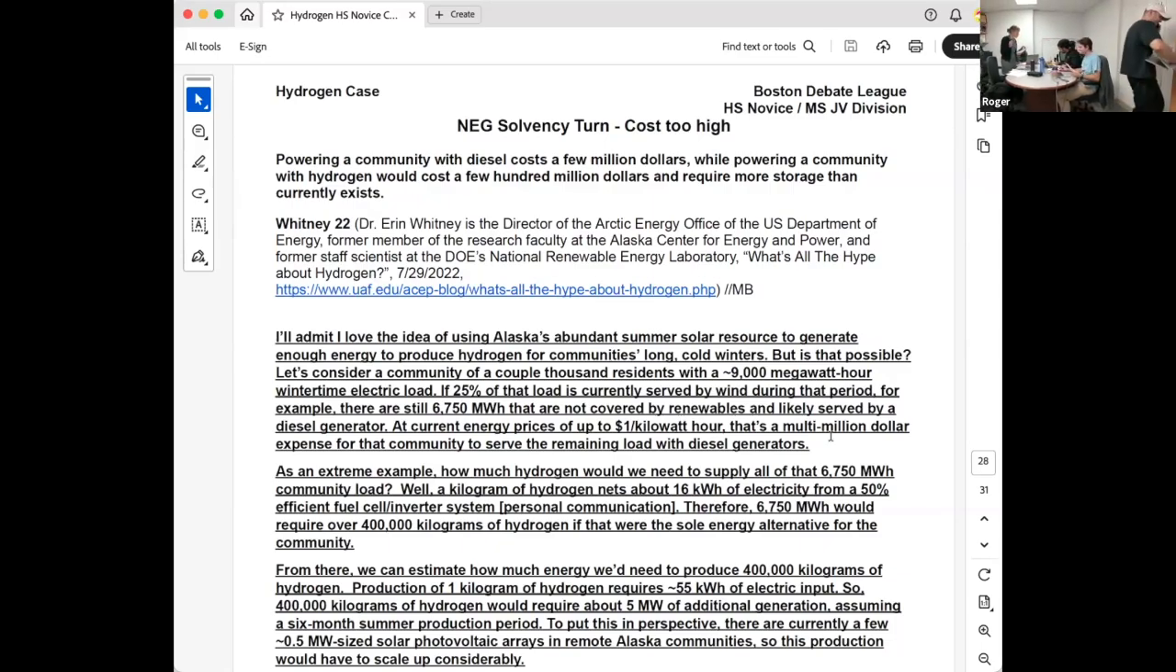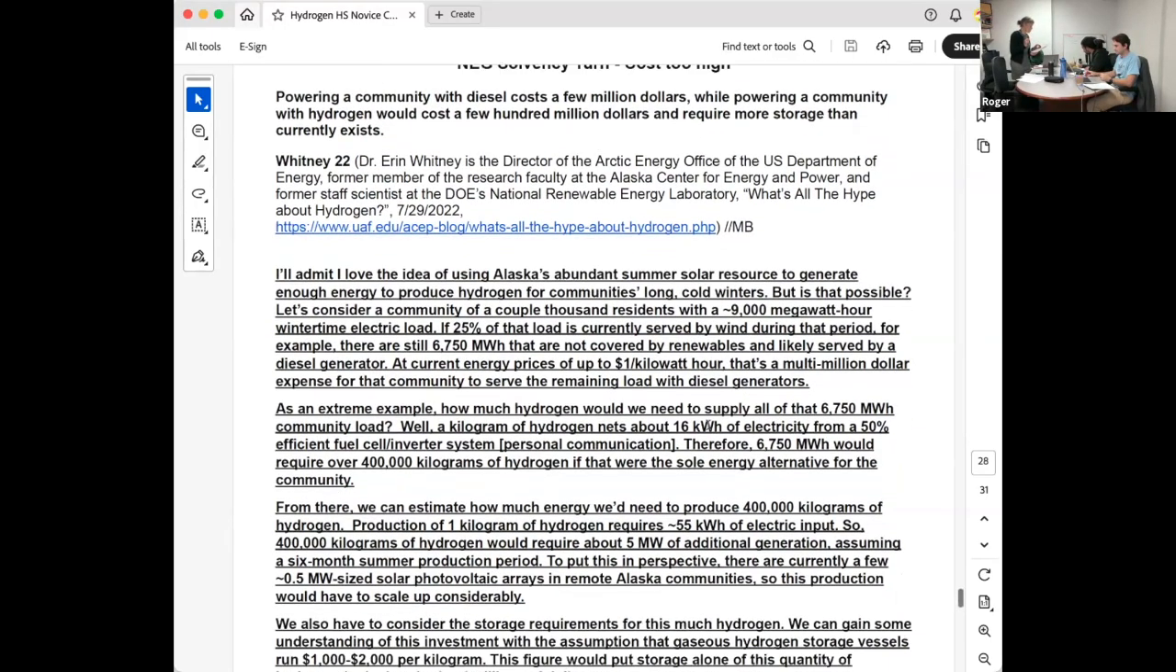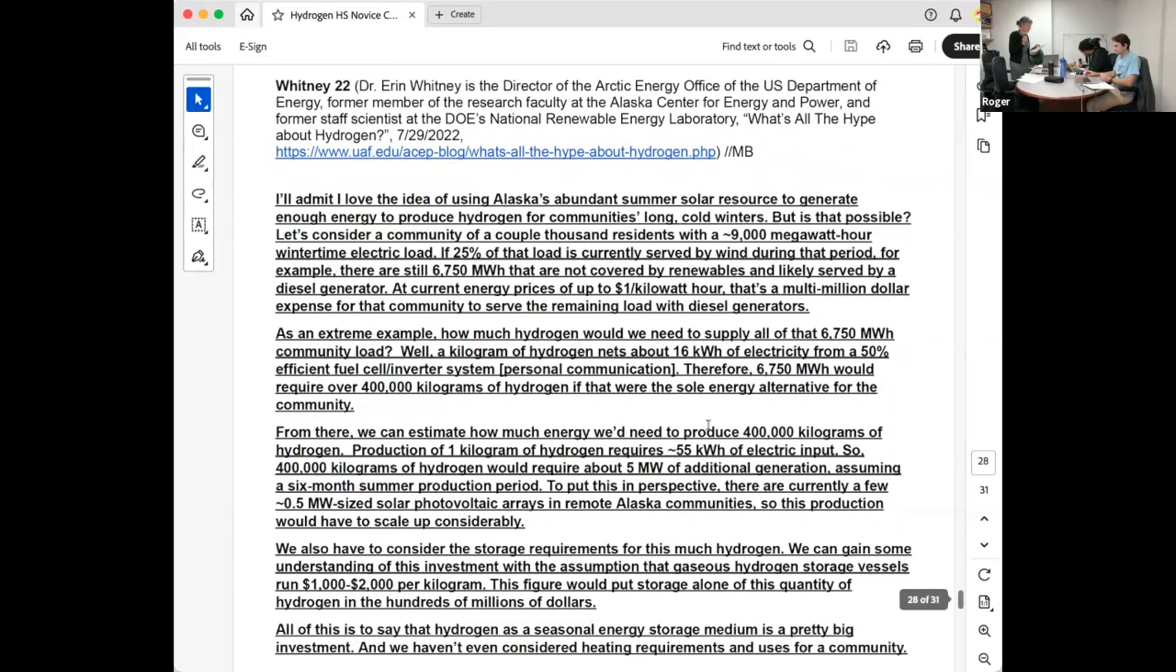Whitney says, I'll admit I love the idea of using Alaska's abundant summer solar resources to generate enough energy to produce hydrogen for communities' long, cold winters, but is that possible? Whitney goes on to argue that it is not possible. For example, 400,000 kilograms of hydrogen would require about 5 megawatts of additional generation, assuming a 6-month summer production period. To put this in perspective, there are currently a few 0.5 megawatt sized solar photovoltaic arrays.